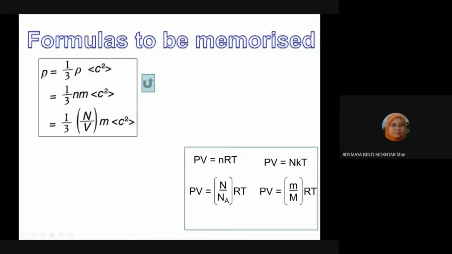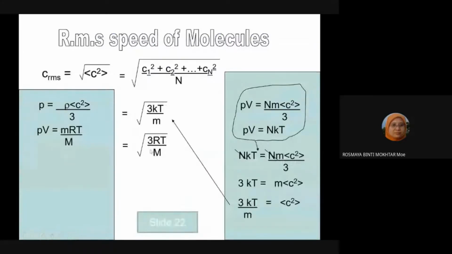So we choose this one, and we are going to equate it with this one. PV equals m per molar mass RT. Now we choose these two. Okay, ready for the derivation of this equation. So we substitute this P into here, so no P here, right? So we substitute this P into here, so we get this one. It's just mathematics, so you can do it.